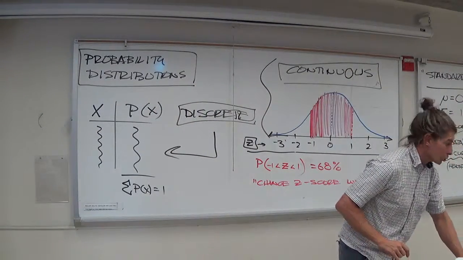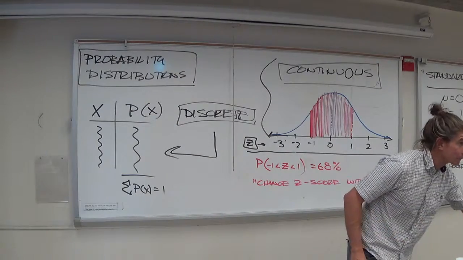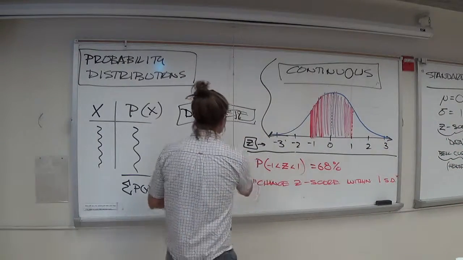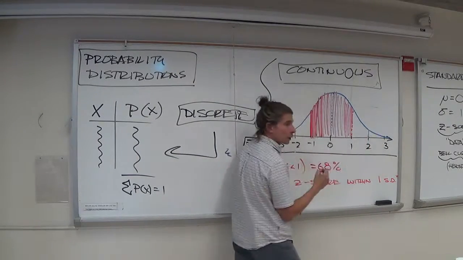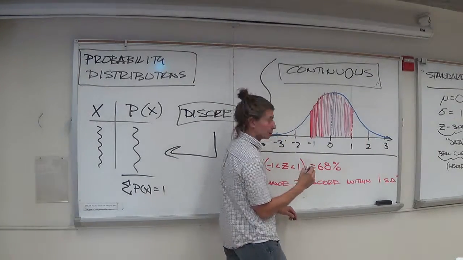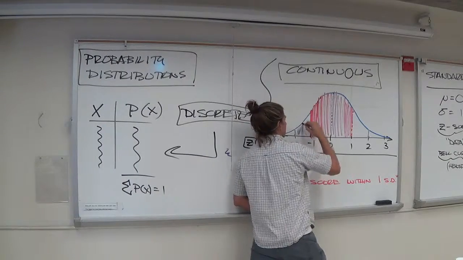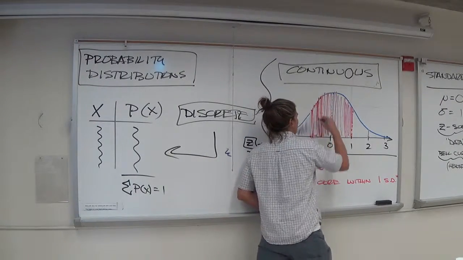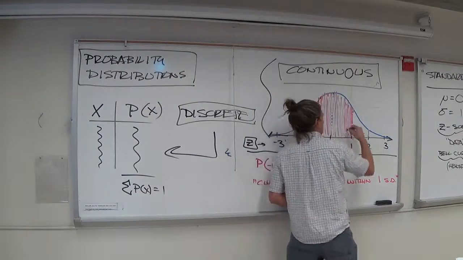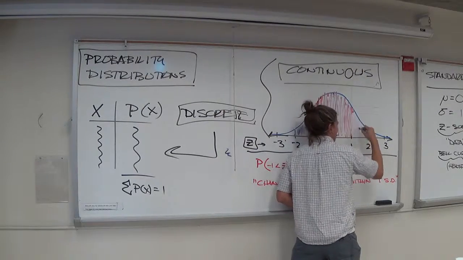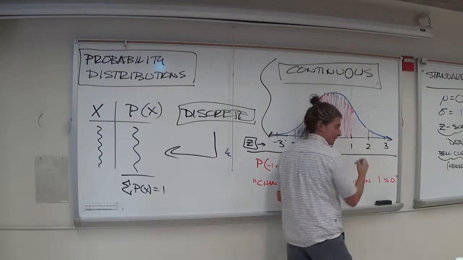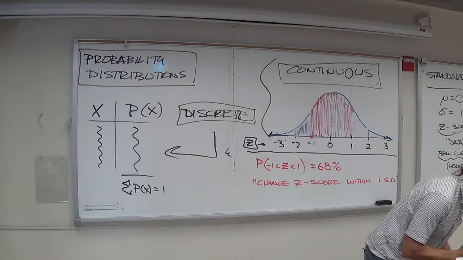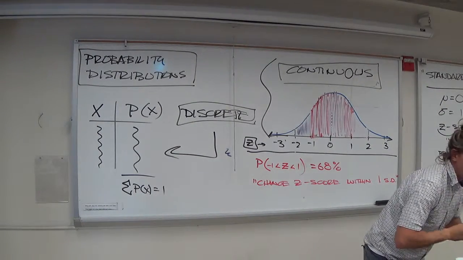So, you know what two standard deviations looks like, right? So if we go from here to here, you know that's... Take some from one and put it to the other. It's all good. Right. That's 95%, yes?